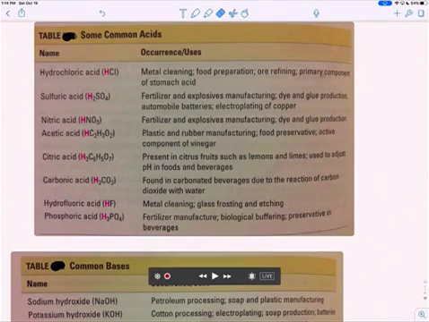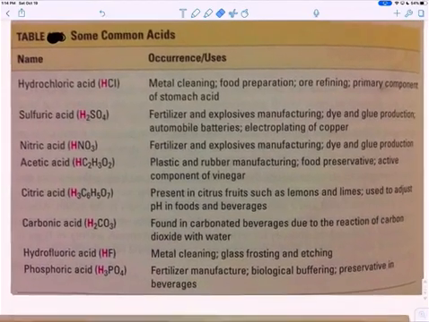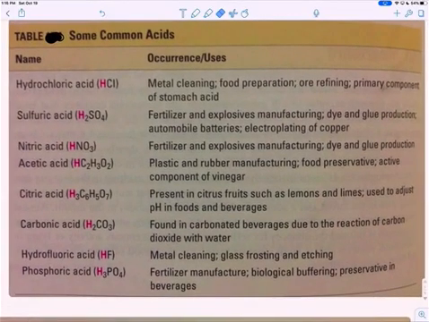Very good. You're sticking with it. We're going on and talking about acids and bases. So, acids and bases, they are very important for our society.